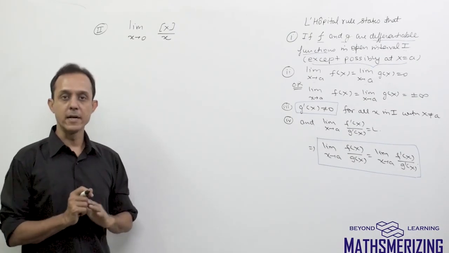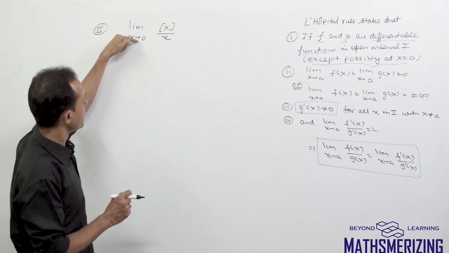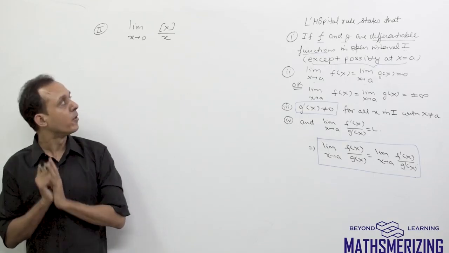Now to illustrate the second case, let us take up another example, which is the limit as x tends to 0 of the greatest integer function of x upon x.